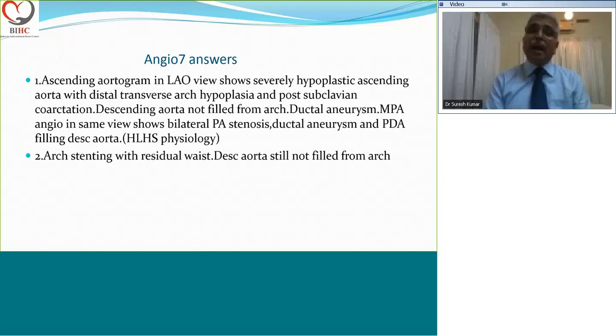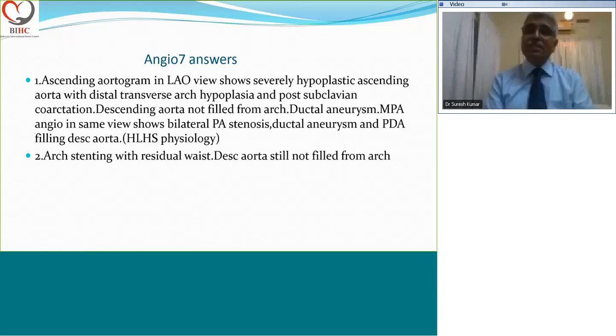We have stented the arch. There is actually a Cook formula stent in the arch. There is a residual waist, but some increase in the flow to the descending aorta was achieved. It is still not well filled from the arch because the ascending aorta is still hypoplastic. But the procedure attempted was arch stenting.